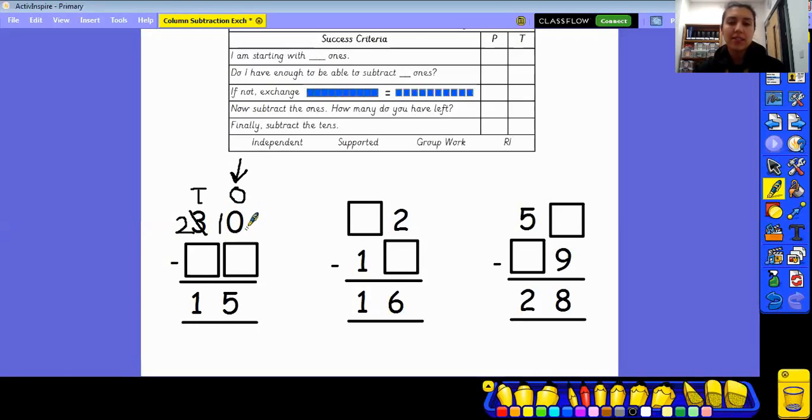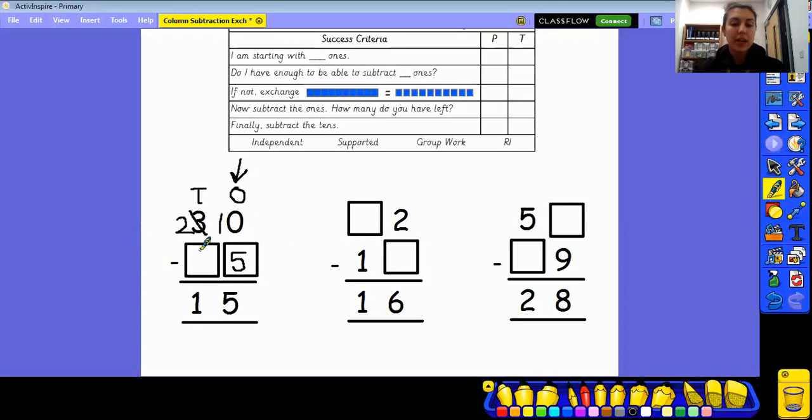So now the question is asking me 10 take away something equals 5. Well, I know I can do that because I know my number bonds. So 10 take away 5 equals 5. Well done. And then now if I move on to my tens, I will have 2 tens because one of my tens did become 10 ones. So I'm only starting with 2 tens now. And it's asking me, what do I need to take away from my 2 tens to be left with 1 ten? So 2 take away something equals 1.